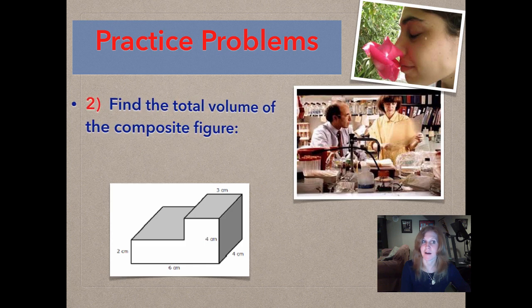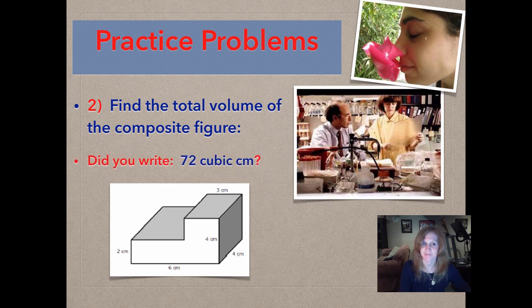And here is our practice problem number 2. Find the total volume of the composite figure. And there is the figure below. So make sure that you pause it. Use the format to figure out what the volume is for both figures, or both prisms, and then add them together. Write it in your journal and push play to check to see if you have the right answer. Did you write 72 cubic units?